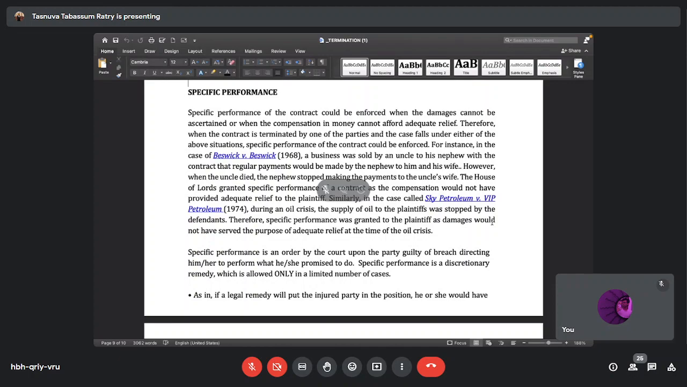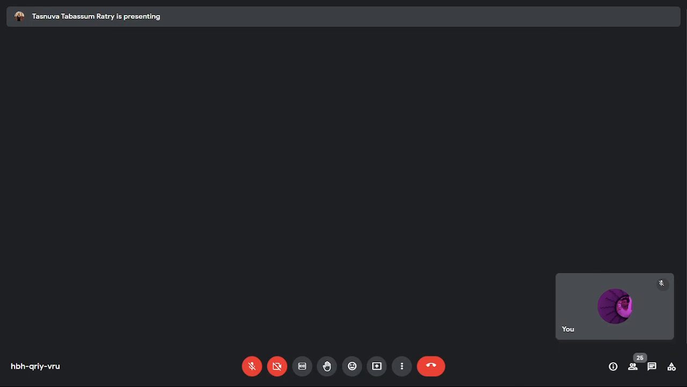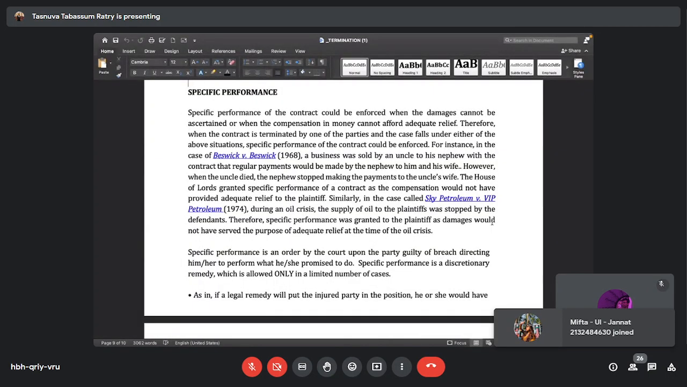It is an order by the court directed at the party guilty of the breach, directing him to perform what he or she has promised under the contract. So, for example, in the case of Bestwick versus Bestwick, 1968, a business was sold by an uncle to his nephew with a contract saying that the terms and conditions would involve regular payments being made by the nephew to him and his wife.